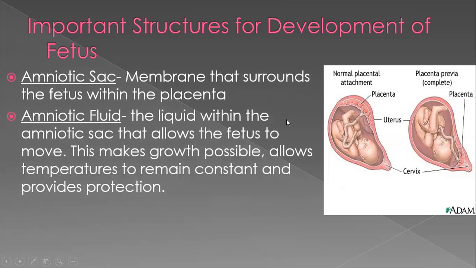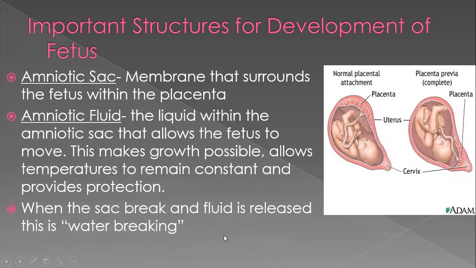Amniotic fluid is the liquid within the amniotic sac that allows the fetus to move. So around the baby, there's liquid that's called amniotic fluid, and the baby is in liquid, and it's getting oxygen through the umbilical cord. So this makes growth possible so that the baby can get bigger inside the womb. There's that fluid, and as the baby gets bigger, there's less fluid inside of the womb because the baby's taking up more room. It allows temperatures to remain constant, and it provides protection for the baby because that water is like an insulating layer and absorbs shocks and things like that if the woman bumped into something.